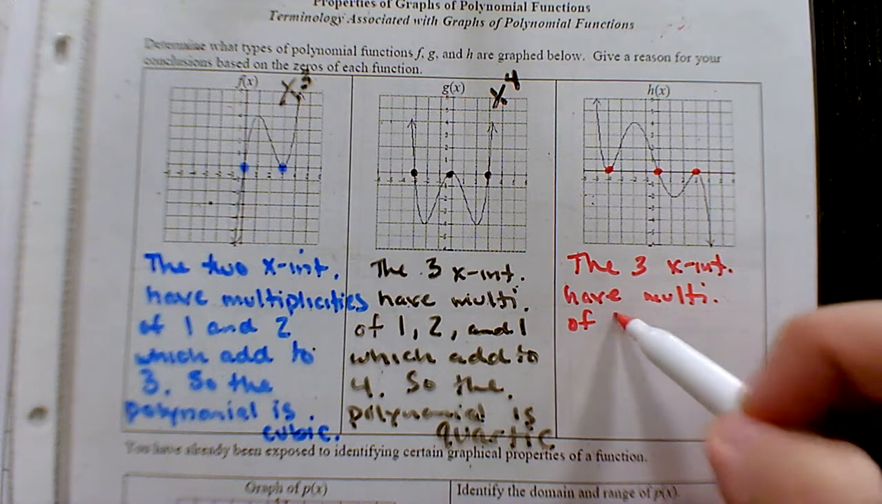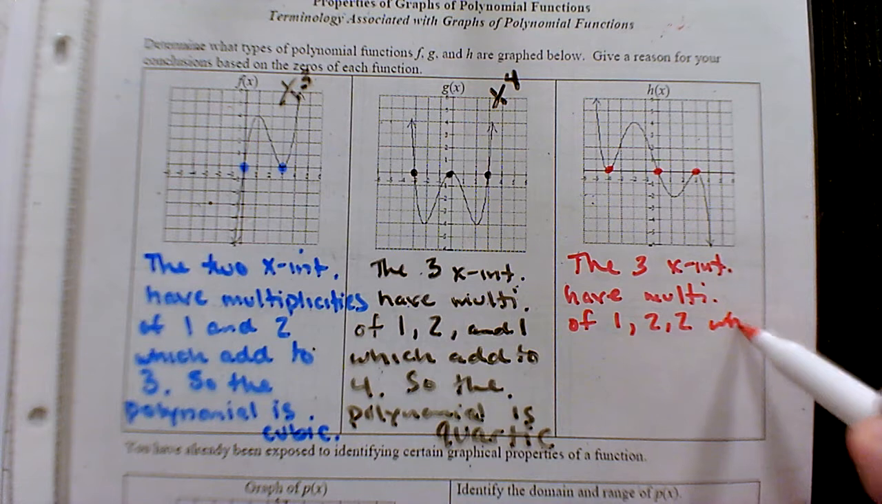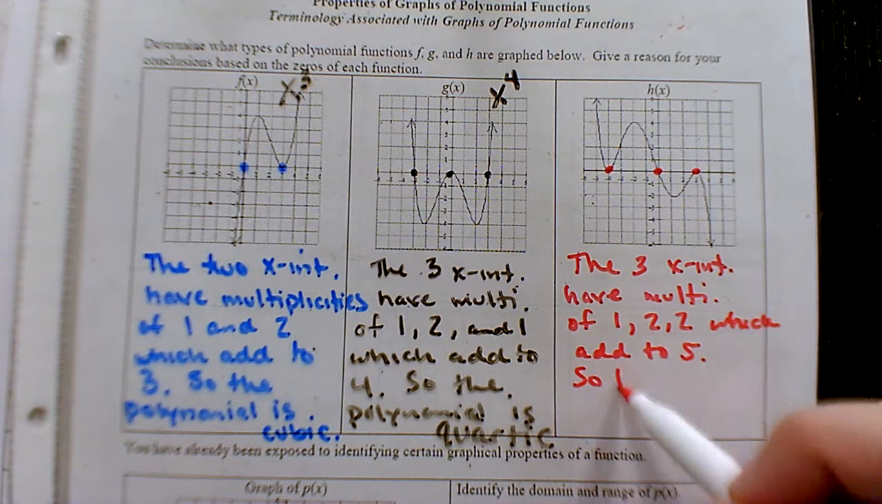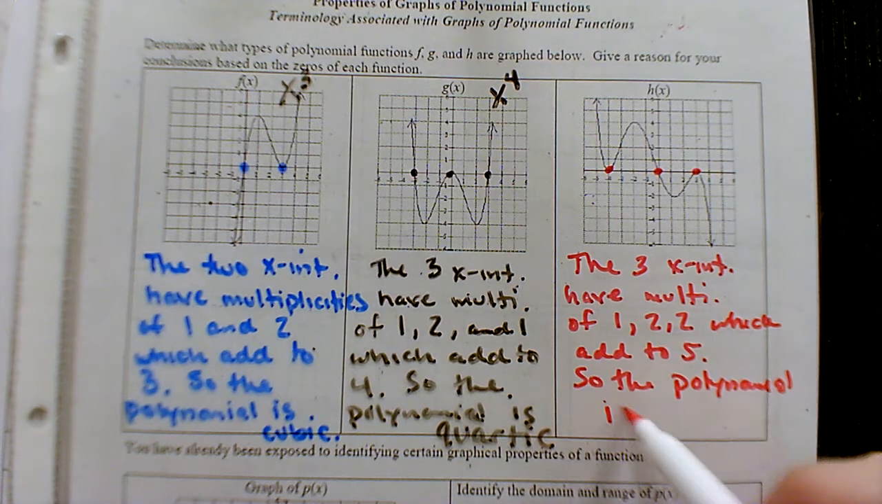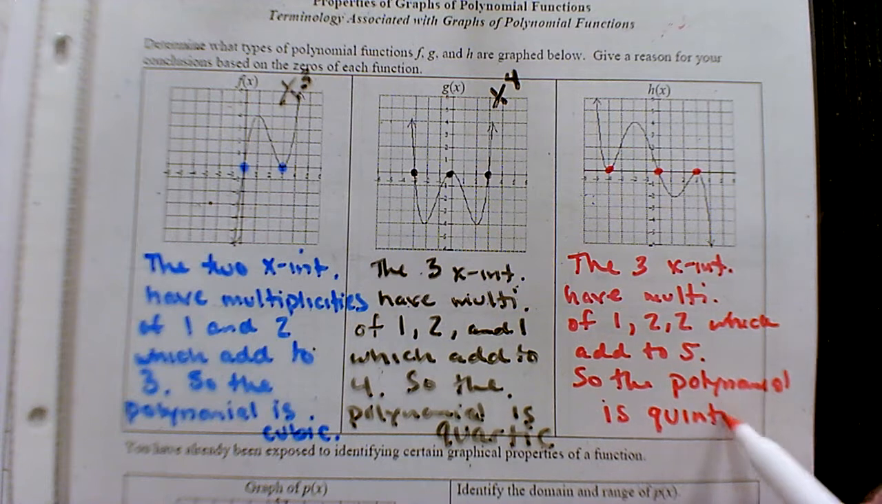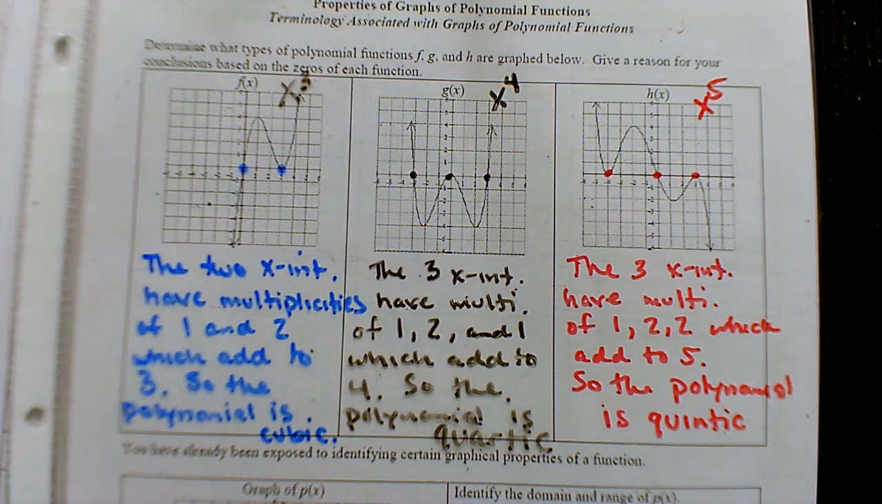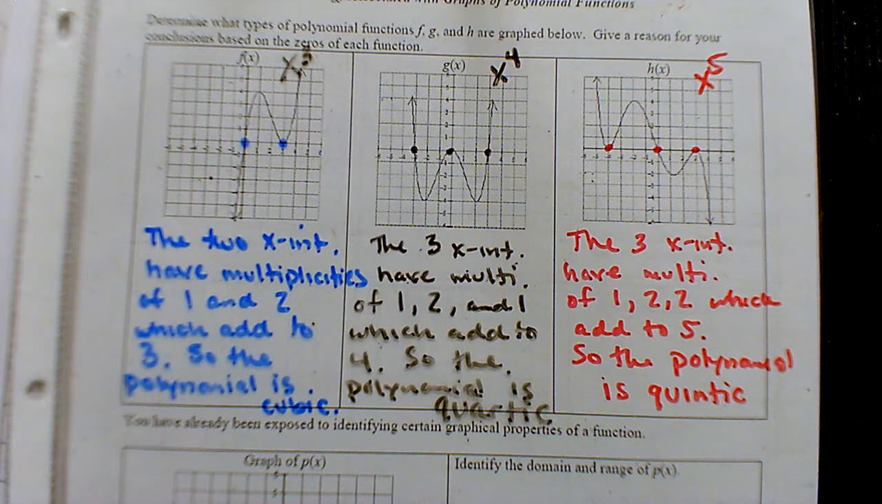Okay, so the 3 x-intercepts have multiplicities of 1, 2, and 2, which add to 5. So the polynomial is quintic. Perfect. So somehow we would be anticipating an x to the 5th power in the equation, if it was in standard form, like no parentheses, everything expanded. So far, so good. How are we doing with identifying? Pretty easy off the multiplicities?